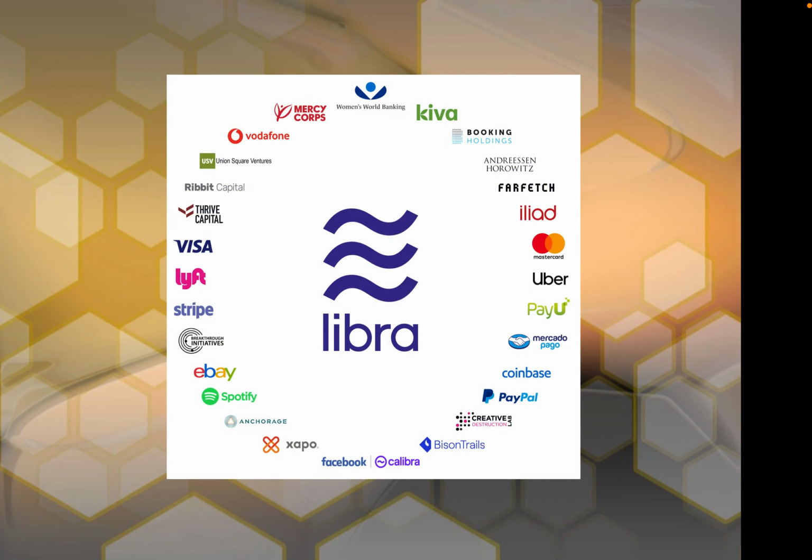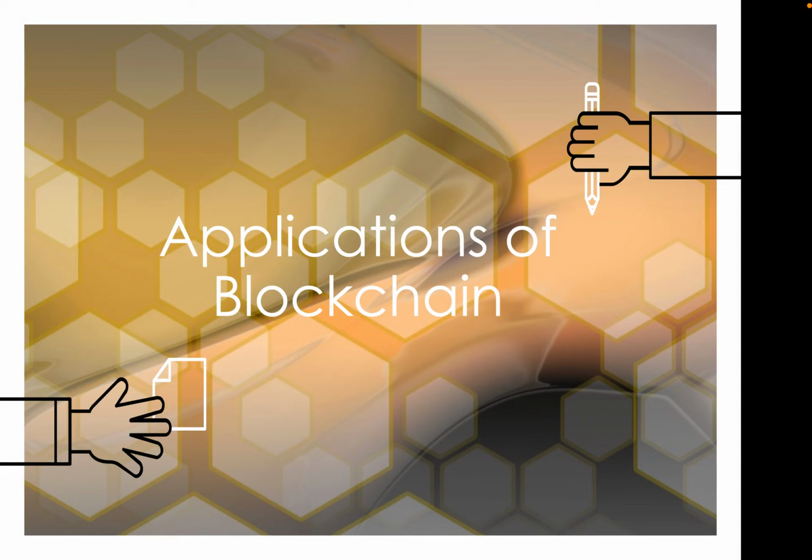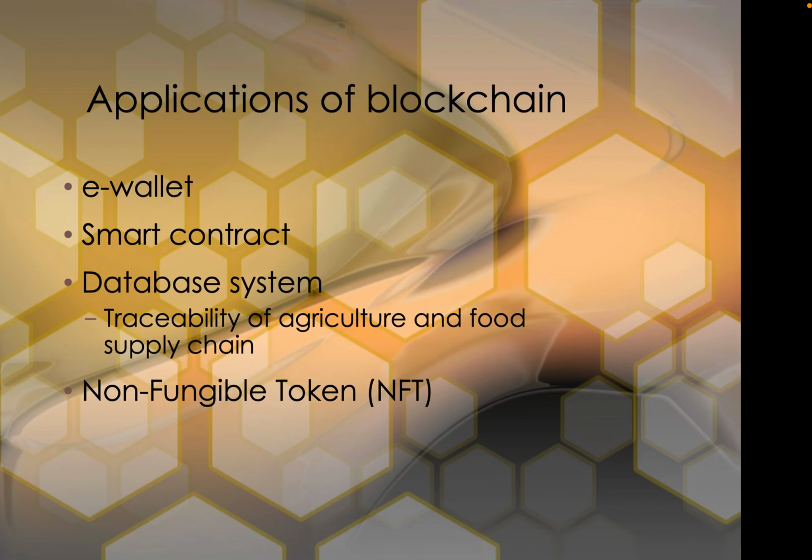Okay, so this is the original Libra plan in 2019. They collaborated with this many companies all together, right? He thought he could challenge, he could do the things like the U.S. government, Federal Reserve Bank. So that's crazy. Application of blockchain: there's e-wallet, also smart contract, and database system.